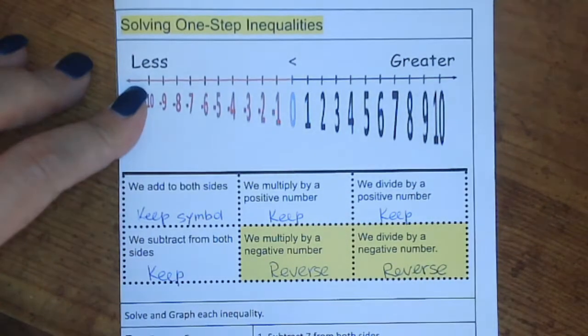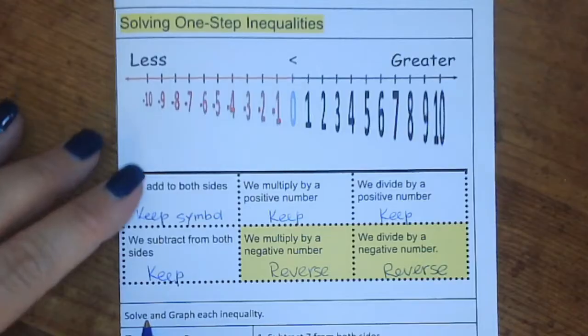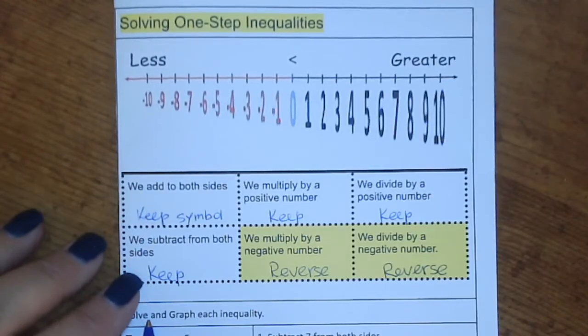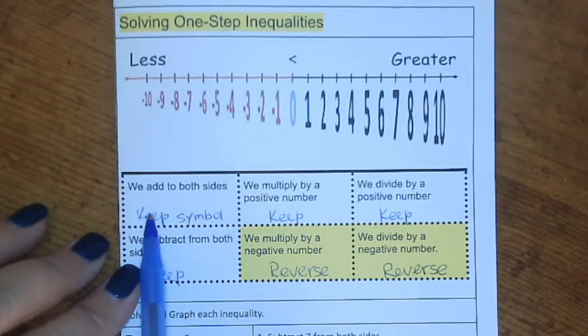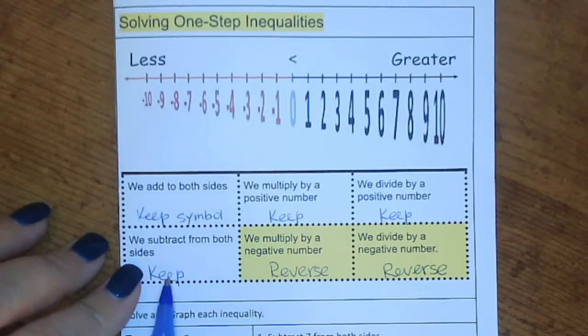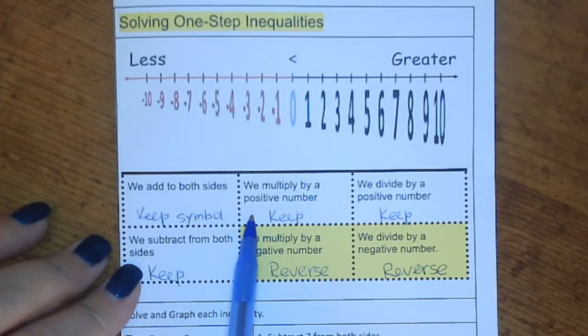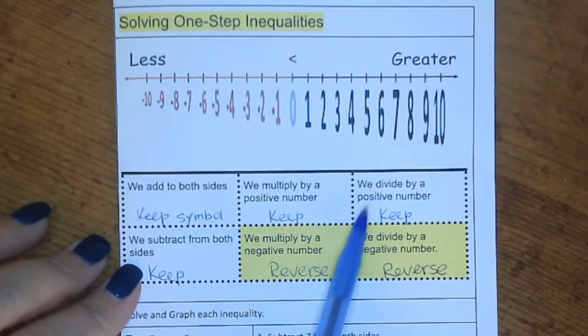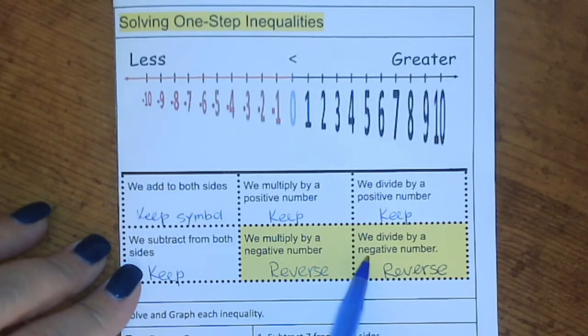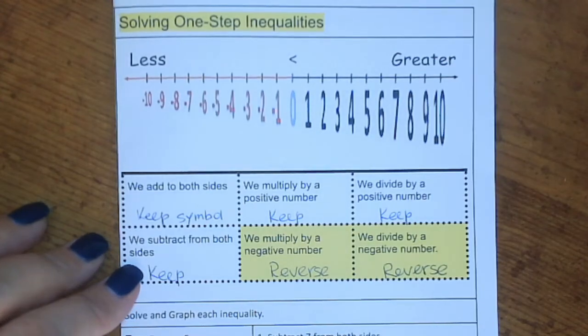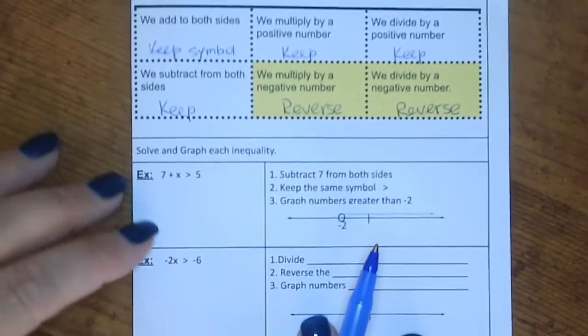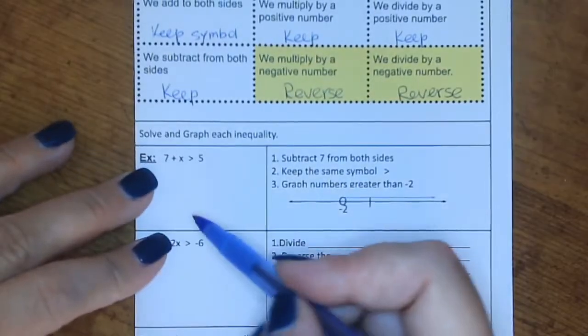In other words, when we solve, we need to pay attention to the rules. Keep the symbol for adding, subtracting, multiplying by positive and dividing by positive, and reverse the symbol in two situations: when you multiply by a negative number and when you divide by a negative number. Let's see a few examples. Solve and graph the inequality.